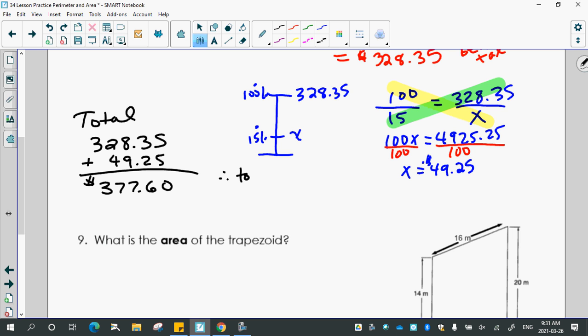So therefore, total cost of fencing would be $377.60. Okay, if you have another way to do tax, that's fine. However you want to do it, as long as you can get the 15% added on to the total.